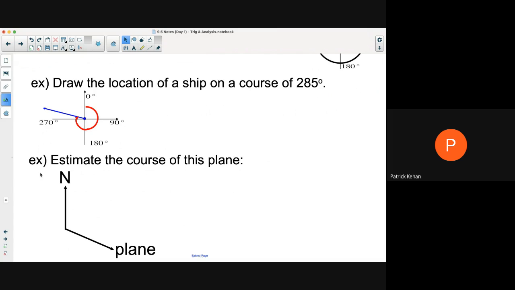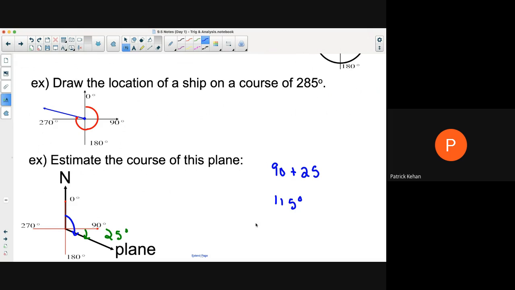So estimate the course of this plane. Using a north, south, east, west line here, this is my north line. The plane is traveling in this direction. This is an estimation and an approximation. I'm going to make an assumption that the angle below the 90-degree line is, let's say, 25 degrees. So if this angle measures 25 degrees, then the entire angle from the north line is the sum of 90 degrees plus 25 degrees, which is 115 degrees. So this course would be 115 degrees.